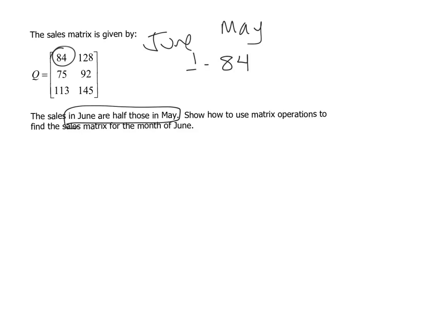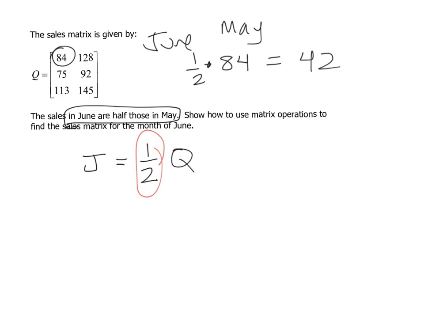So we're going to multiply this by 1/2. We end up with 42. Now notice, this isn't anything where we're multiplying a row times a column. We're just multiplying everything by 1/2. That is scalar multiplication. Our June sales are just going to be 1/2 times our May sales. And so we're just doing scalar multiplication with that scalar of 1/2.